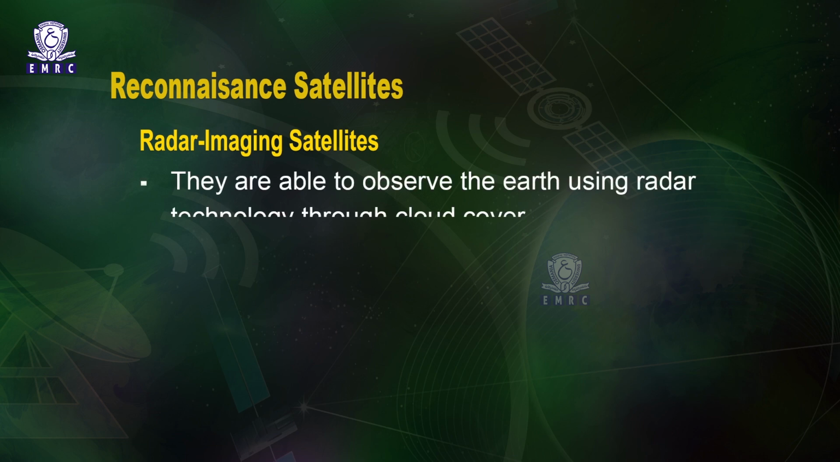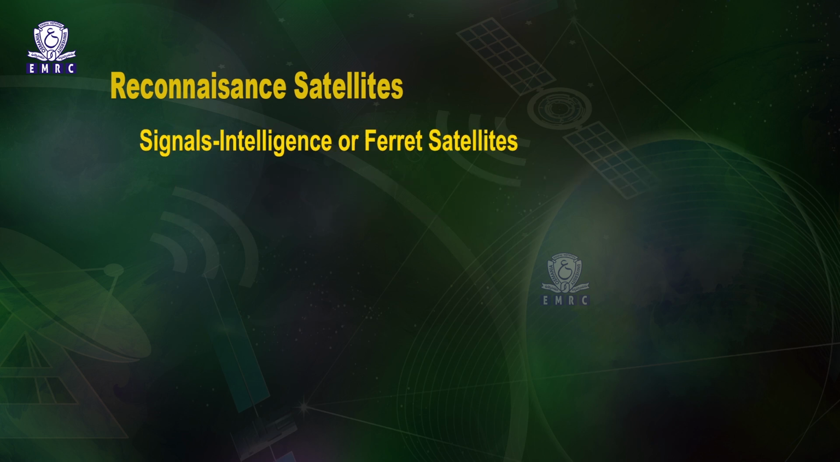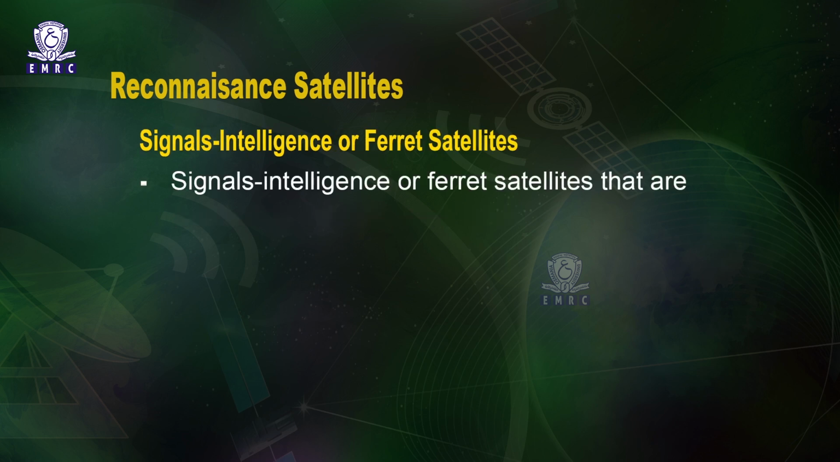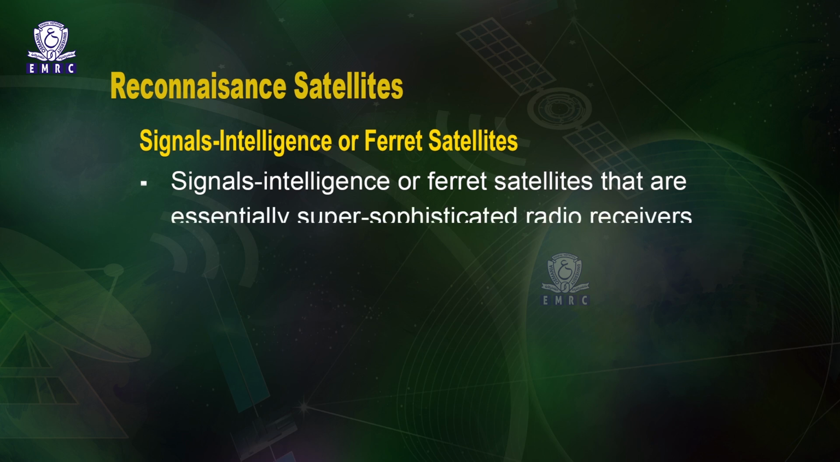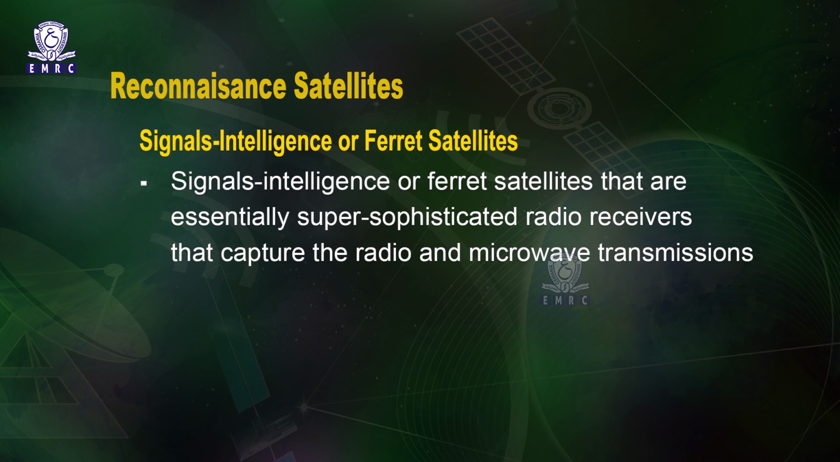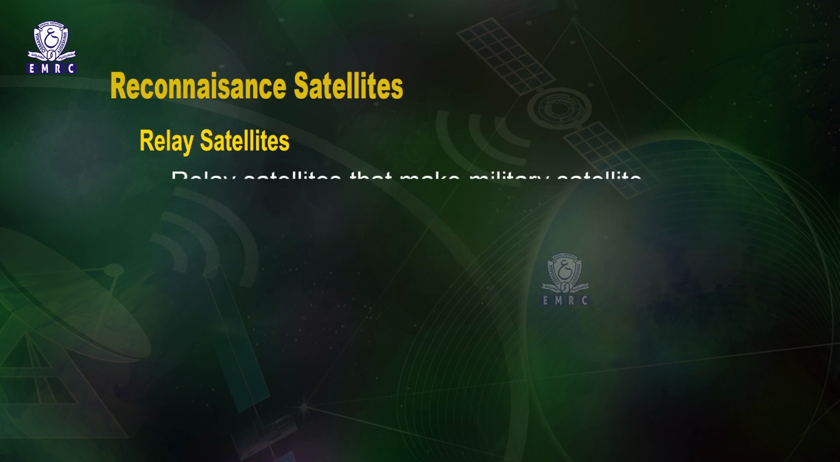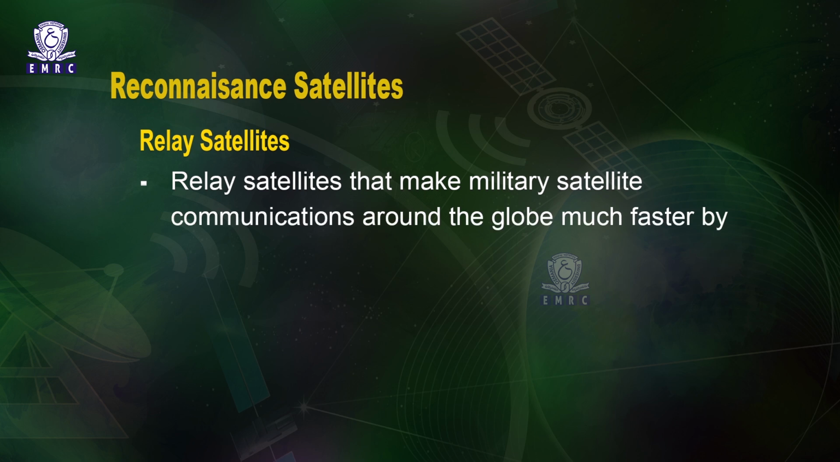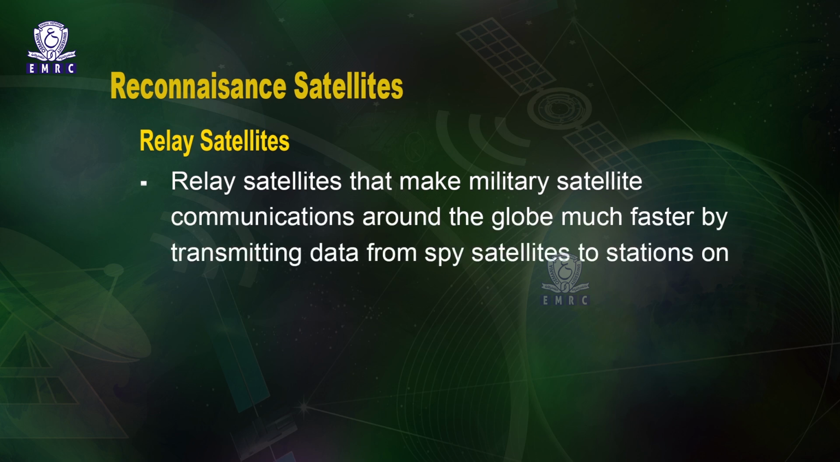They are able to observe the Earth using radar technology through cloud cover. Third, there are signal intelligence or ferret satellites that are essentially super sophisticated radio receivers that capture the radio and microwave transmissions emitted from any country on the Earth. Finally, there are relay satellites that make military satellite communication around the globe much faster by transmitting data from spy satellites to stations on Earth.